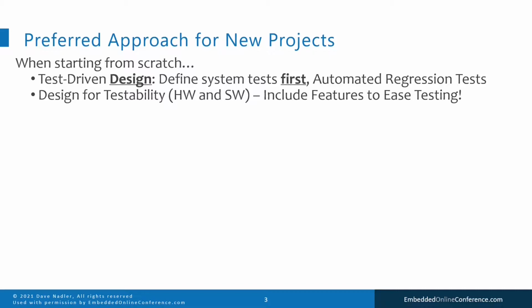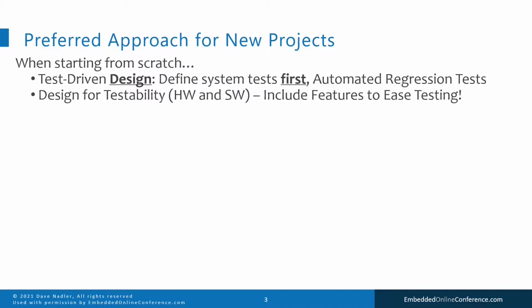We design for testability in both hardware and software, and this means including features to ease testing. By defining tests first, the tests tell us what we need to do to make the product testable. For hardware, the tests tell us what test points we need, debug connectors, status LEDs, test output points, pins that we need, things like that. For software, the tests tell us what mock and stub interfaces we'll need.